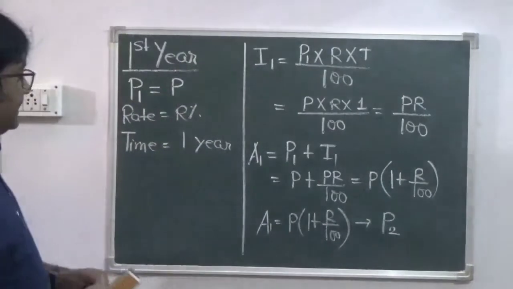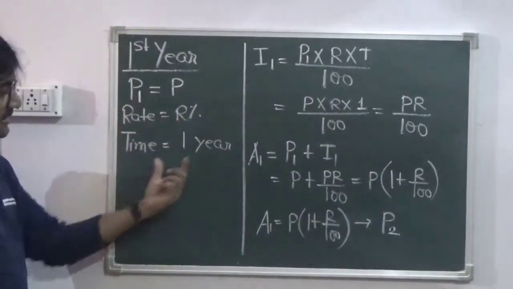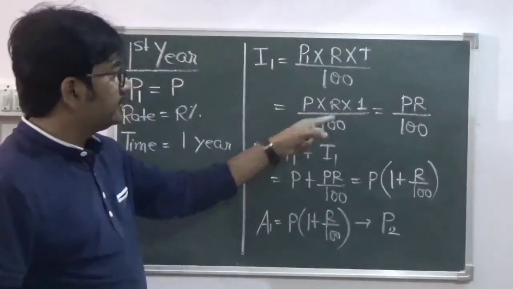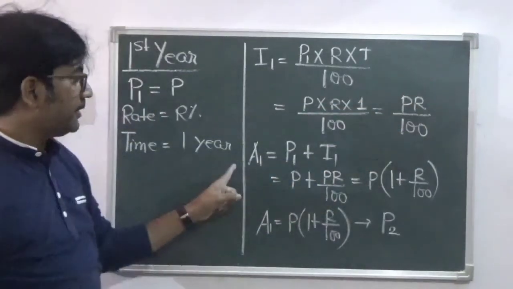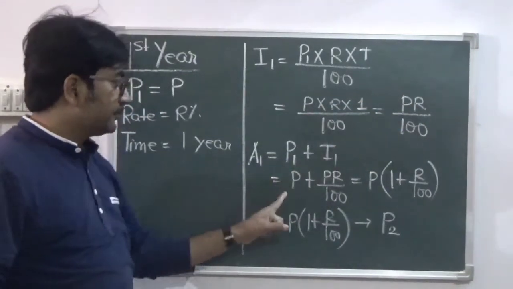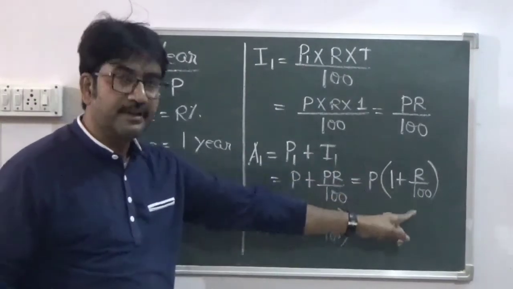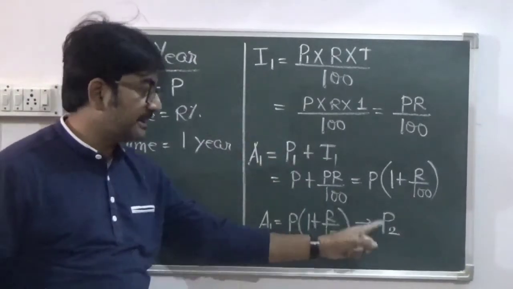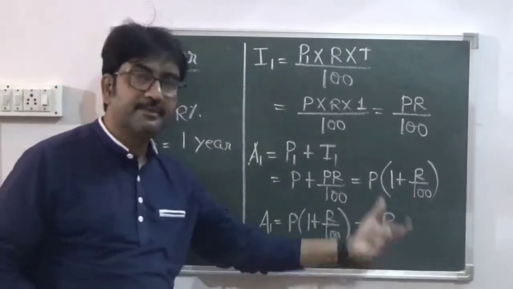Now I think it is clear. P1 is P, that is the principal for the first year. Rate is R percent, time is 1 year. So interest is PRT by 100, that is P into R into 1 by 100, that is coming to PR by 100. So amount is principal plus interest. So P plus P into R by 100, we take P common, so 1 plus R by 100. So amount is P into 1 plus R by 100, and we take it as P2, meaning the amount at the end of the first year is the principal for the next year.